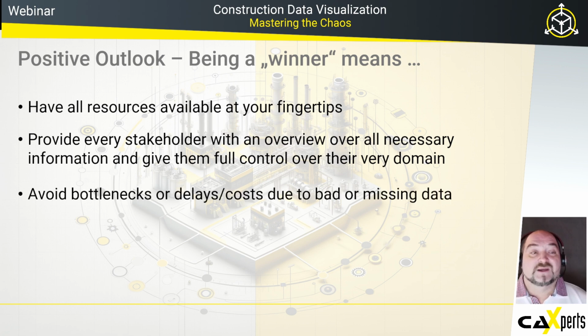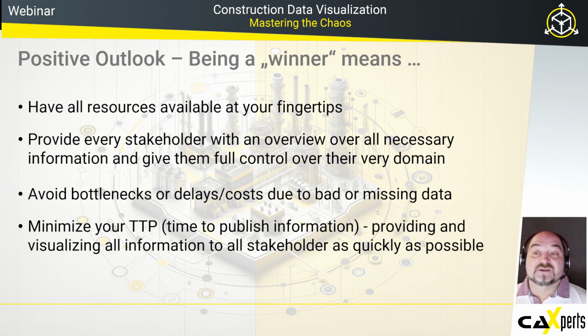It also means we have to avoid bottlenecks or delays, excess costs due to bad or even missing data, which happens every day. And last but not least, we need to minimize the TTP, the time to publish information, providing and visualizing all information to all stakeholders as quickly as possible. So avoiding delays in data publishing also increases the efficiency, having the data and being sure that it's really up to date and not being created weeks ago and it took that long until it reached me.